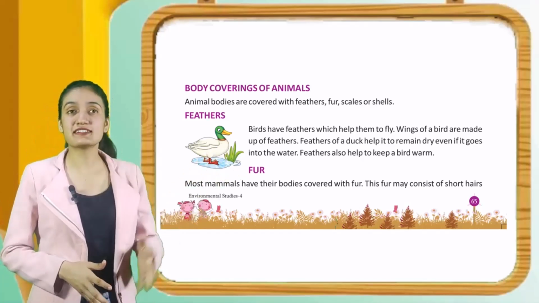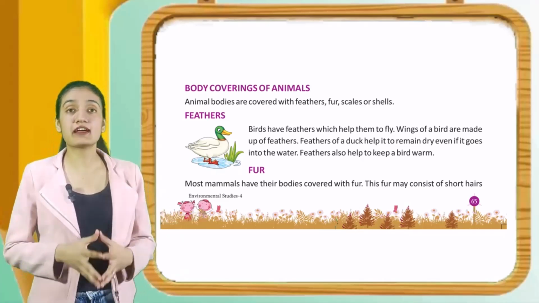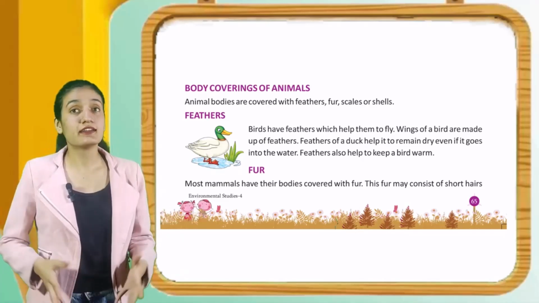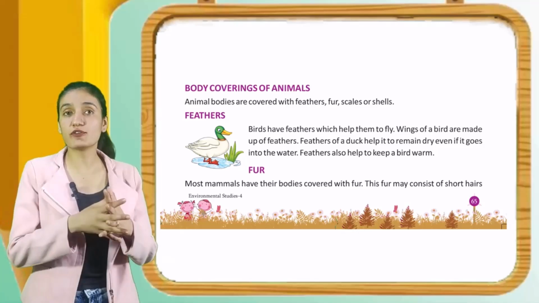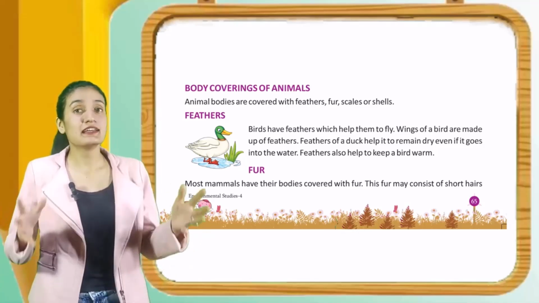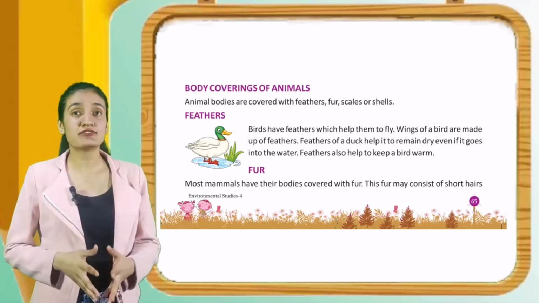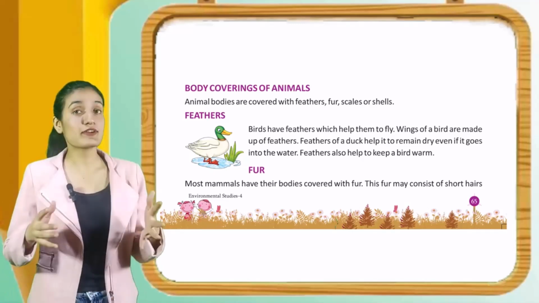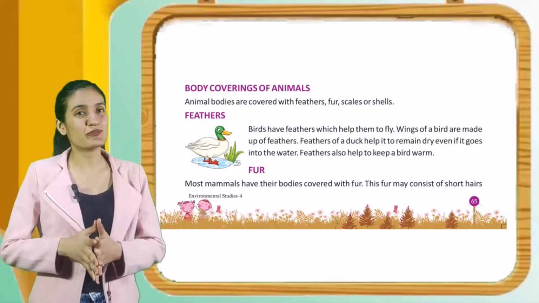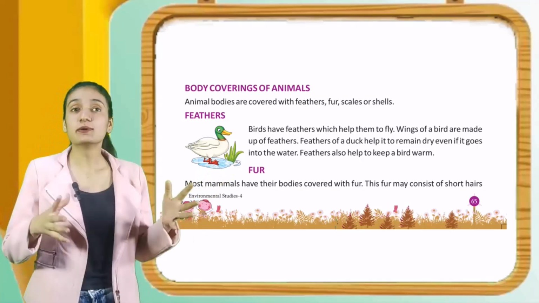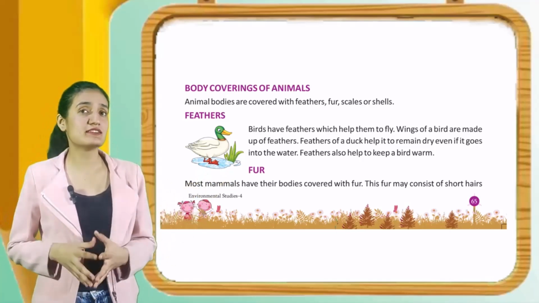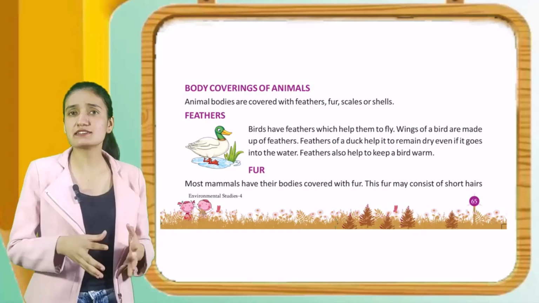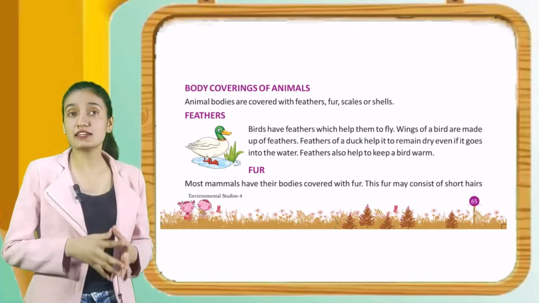Let's see feathers. Birds have feathers which help them to fly. Wings of a bird are made up of feathers. Feathers of a duck help it to remain dry even if it goes into the water. Feathers also help to keep a bird warm. Now, fur. Most mammals have their bodies covered with fur. This fur may consist of short hairs or a thick fur coat.